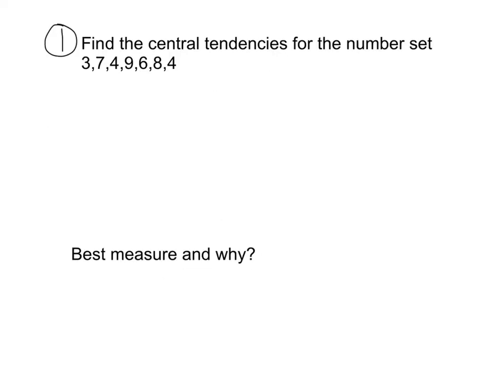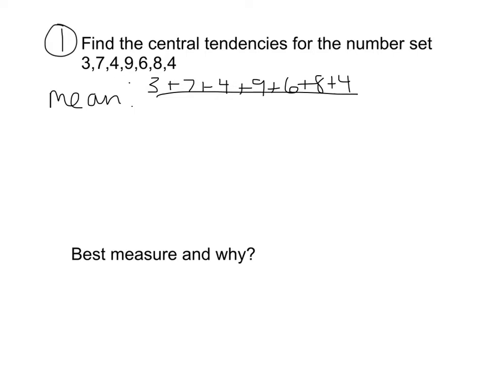So we have this number set: 3, 7, 4, 9, 6, 8, and 4. We want to find all of our data values. For our mean, we want to add them up: 3 plus 7 plus 4 plus 9 plus 6 plus 8 plus 4, and divide by the total number there is, so divide by 7. Plug it in your calculator exactly how it looks. You get 5.86.